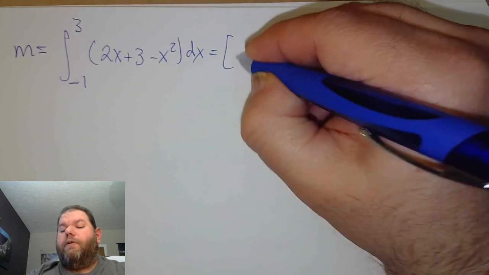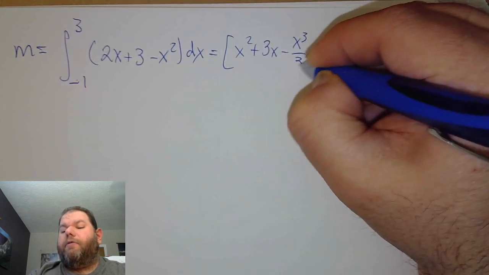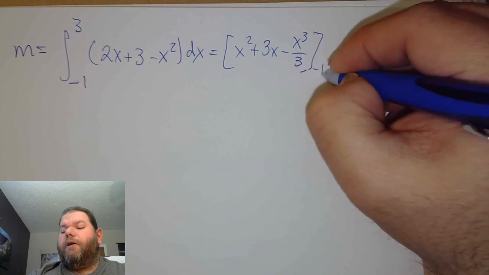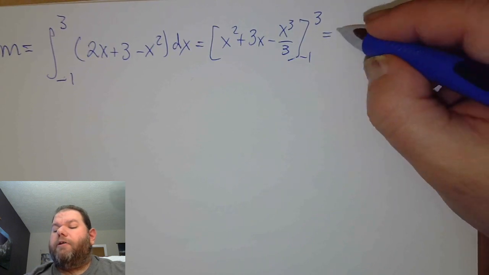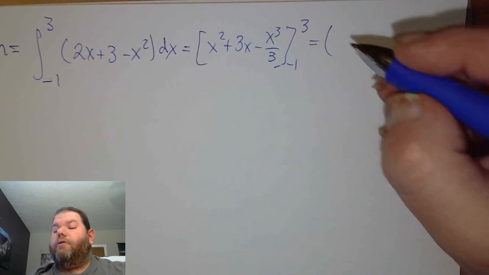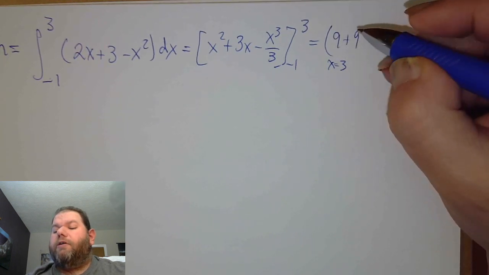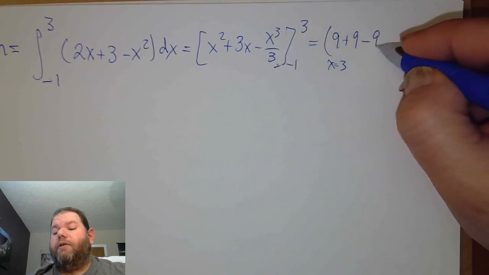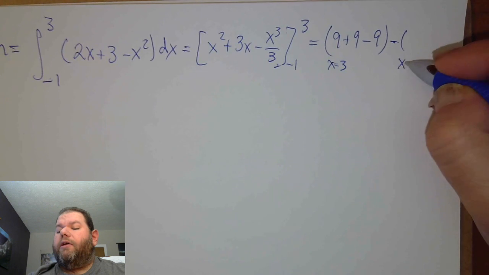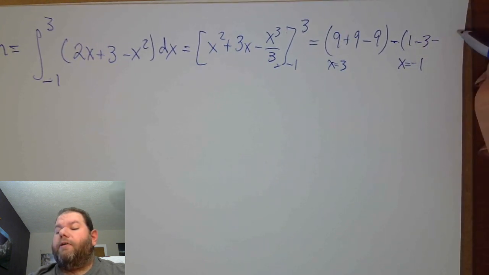Okay, so that is x squared plus 3x minus x cubed over 3 from negative 1 to 3. And if we plug in 3, we get 9 plus 9 minus 3 cubed is 27 over 3 is 9. And at x equals negative 1, we get 1 minus 3 minus, it should be plus 1/3.